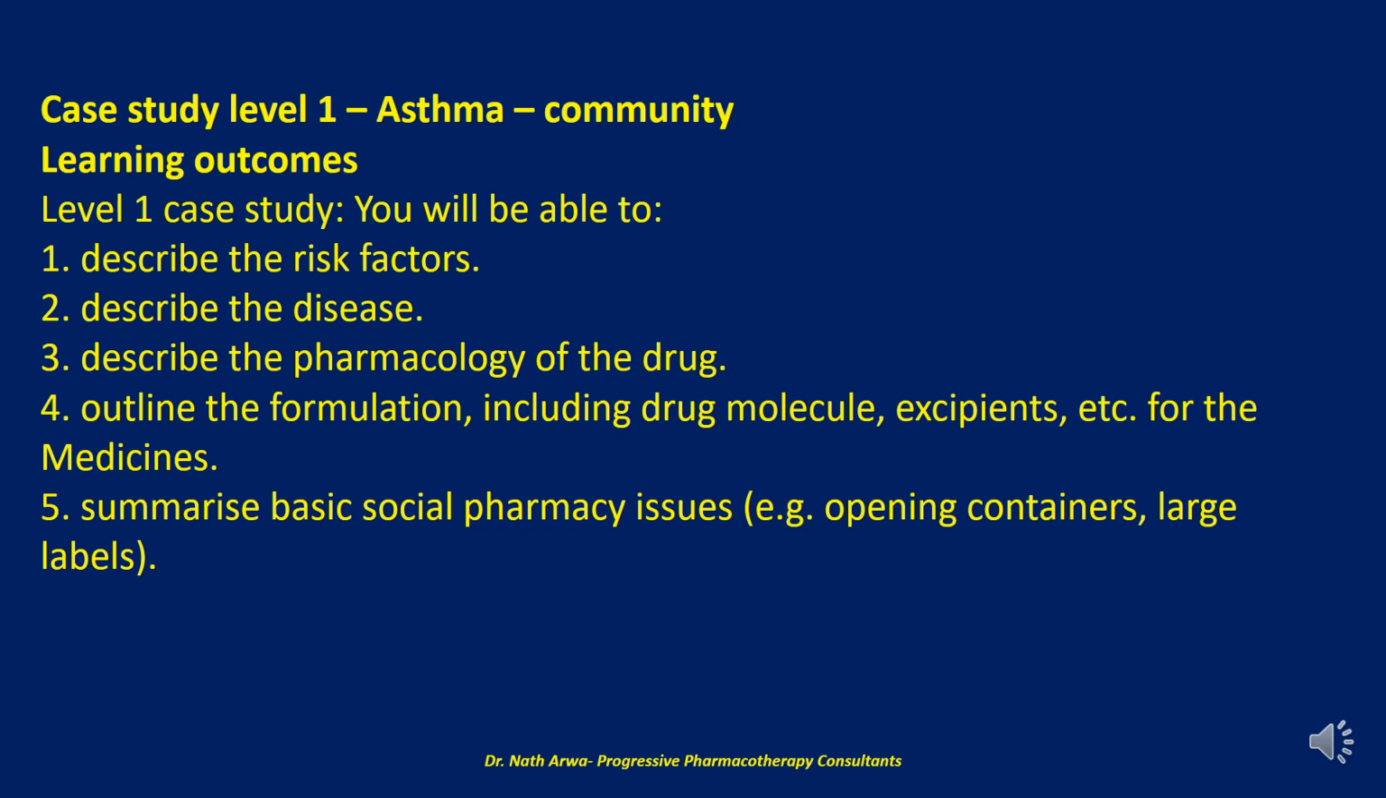On completion of Level 1 case study, you will be able to accomplish the following. 1. Describe the risk factors. 2. Describe the disease. 3. Describe the pharmacology of the drug. 4. Outline the formulation, including drug molecule, excipients, etc. for the medicines. And 5. Summarize basic social pharmacy issues, e.g. opening containers, or large labels.